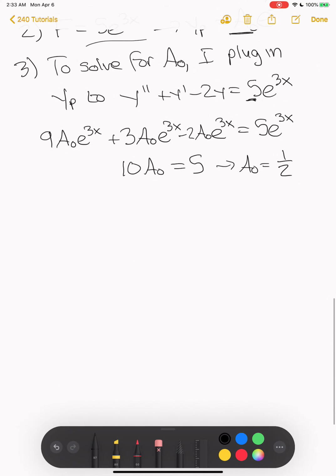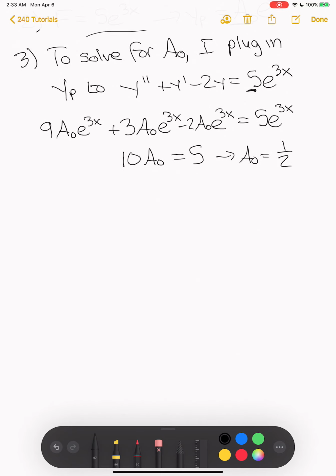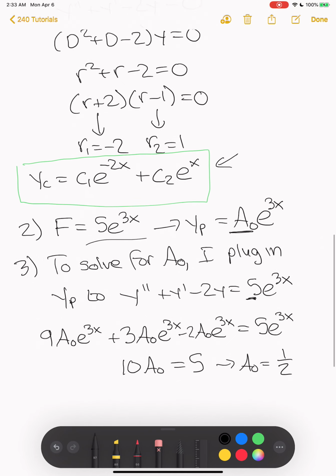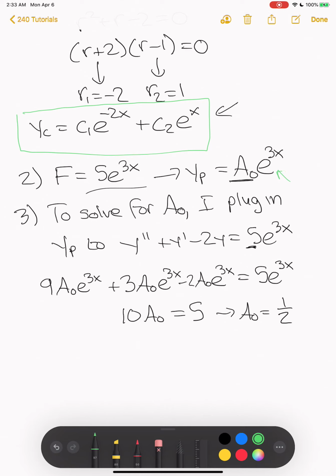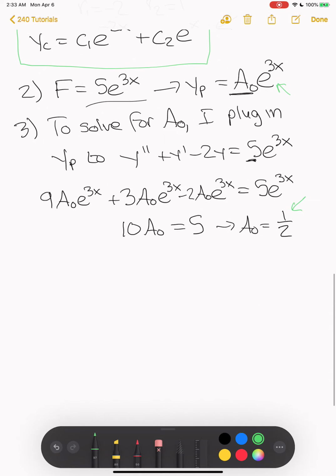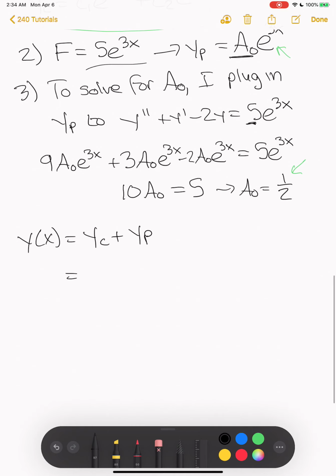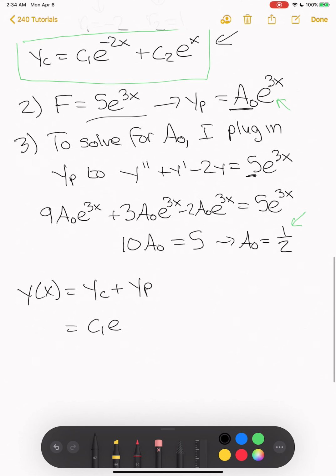Just one more time. I don't have my general solution yet. I have my complementary function here, I have my particular solution here, and I've solved for its coefficient, so I'm ready to give you the general equation. My general equation y of x is again equal to the complementary function plus my particular solution. So it's equal to c1 e to the minus 2x plus c2 e to the positive x, and then plus 1/2 e to the 3x.